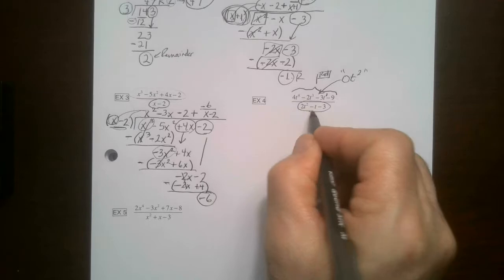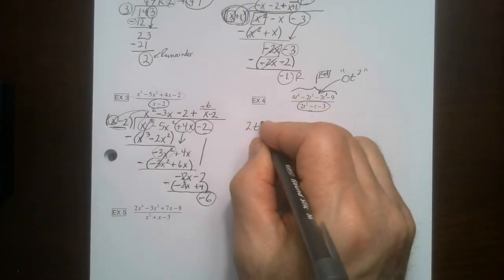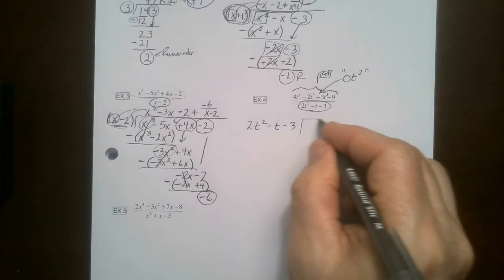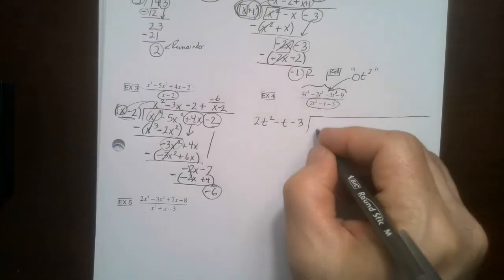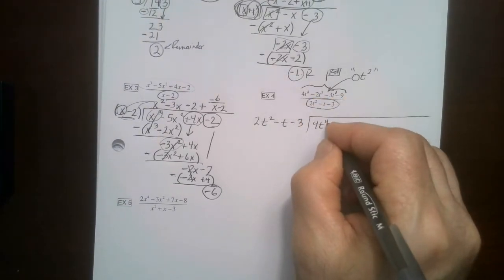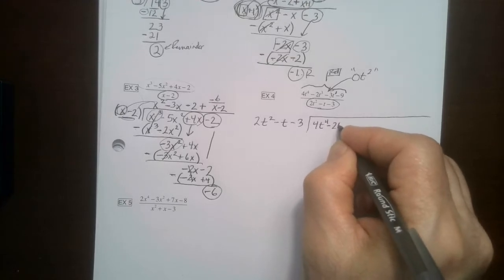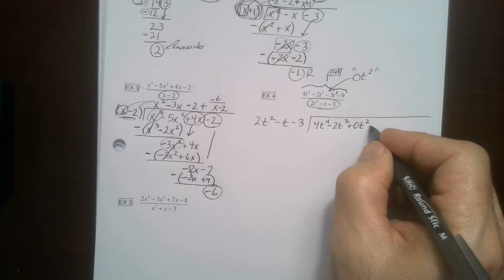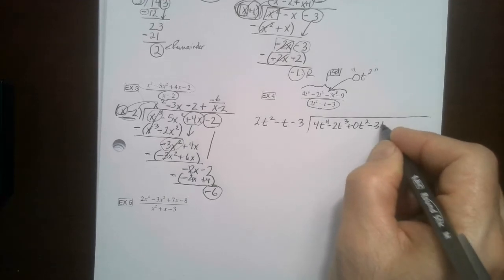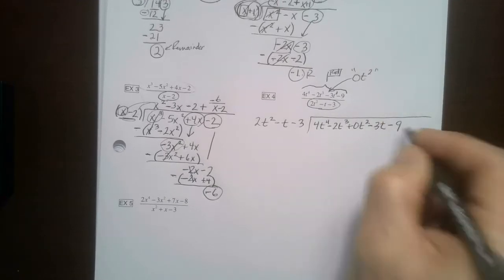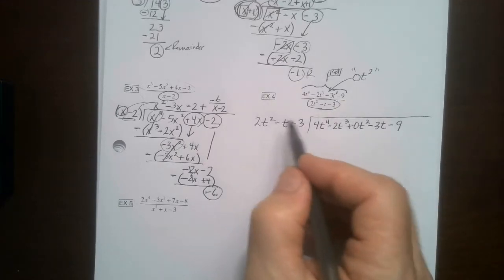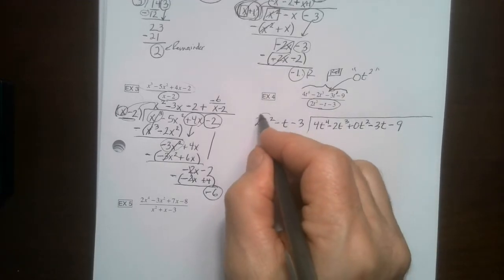So this is what I'm going to put on the outside. It's a lot of stuff. And then I got to put all this on the inside. And if you don't put this 0t squared there, it just won't work. So you got to be on the lookout for that. So everything's got to be in descending order here. But as big as it looks, it's not that bad.